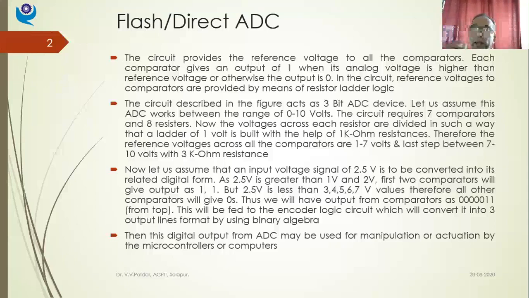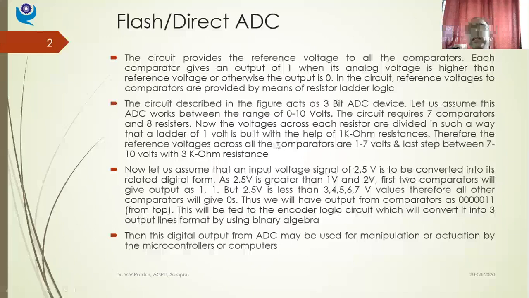This will be fed to the encoder logic circuit, which will convert it into a 3 output line format by using binary algebra. Then this digital output from the ADC may be used for manipulation or actuation by the microcontroller, a microprocessor or a computer. So whatever processing or control action I want to do further will be done by my computer, microprocessor or microcontroller. This is how my flash type of ADC works.